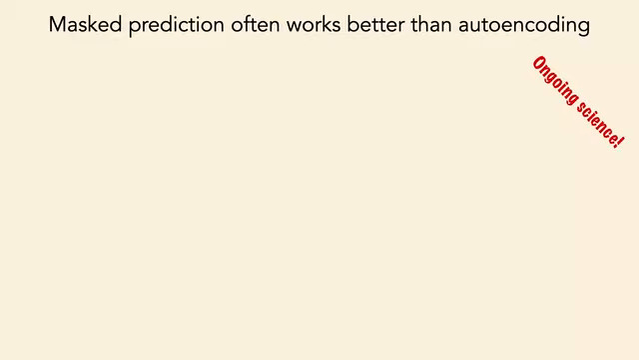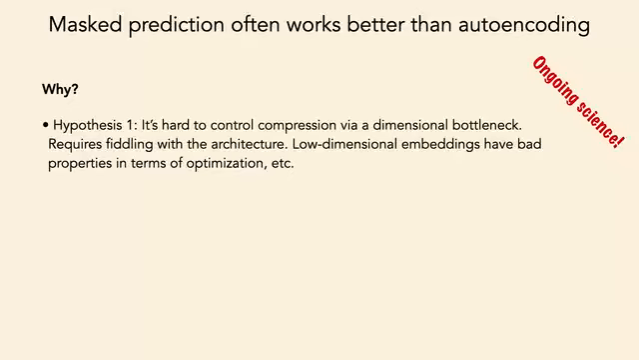So one is that autoencoding controls compression via a dimensional bottleneck. Masked prediction controls compression by the non-overlap between the outputs you're predicting and the inputs you're conditioning on. The only thing that's useful for predicting the outputs is the mutual information between the inputs and the outputs. And if these are separate, then I will just forget all the stuff that's specific to the inputs that's not relevant for the outputs. So that's how it does compression.